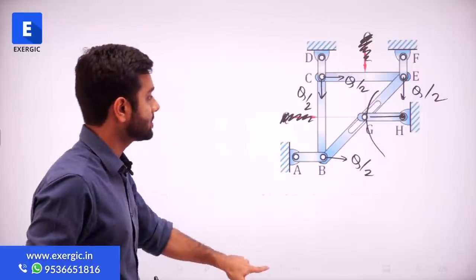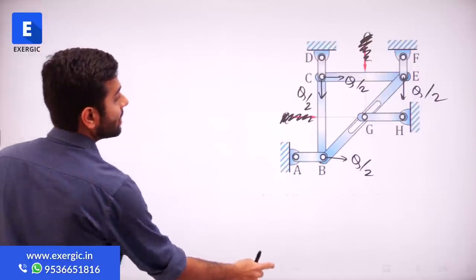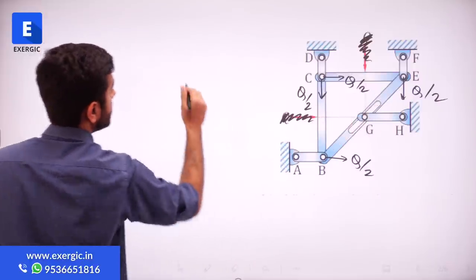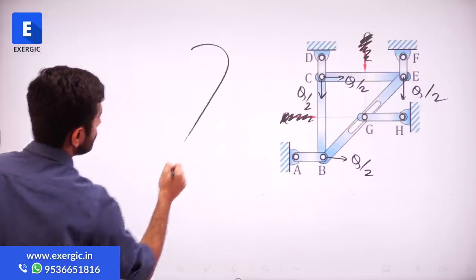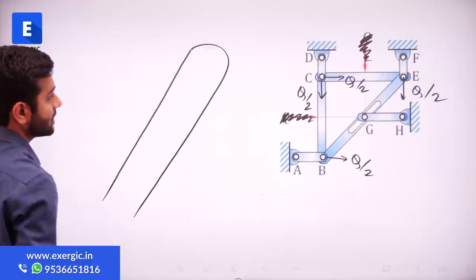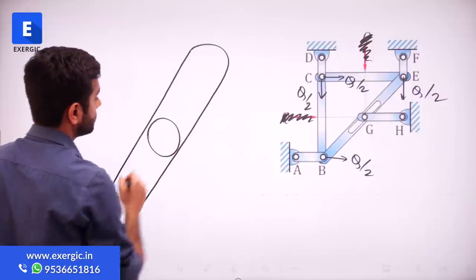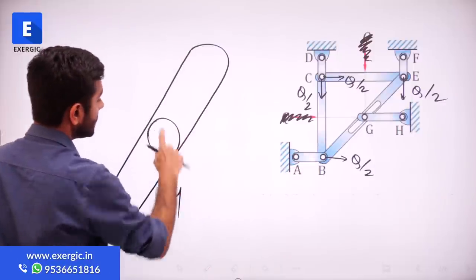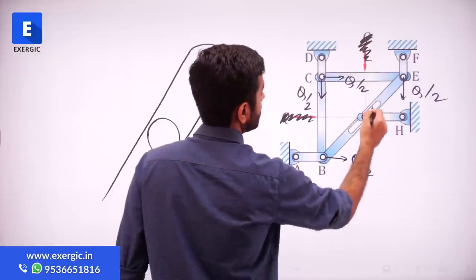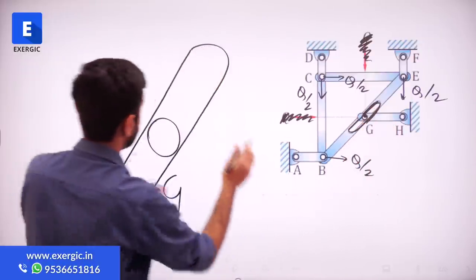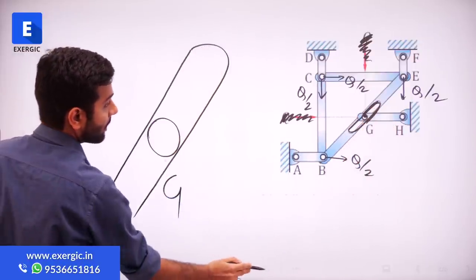But the point here is, let me rather draw a slightly bigger diagram of this part, and then show you. Suppose this is the slot, okay? I'm drawing a very large diagram here of this slot. This is the pin here, right? This is point G. This pin is this one. And this slot, only the upper part I have shown like this, okay?